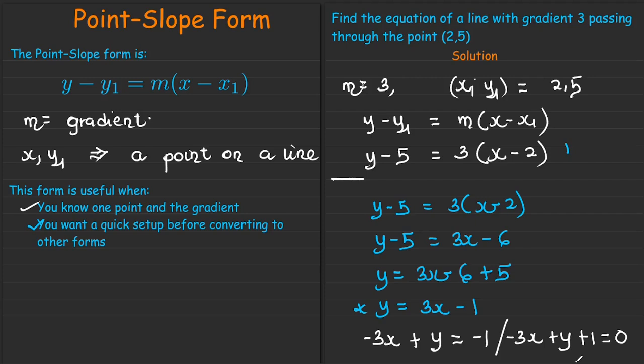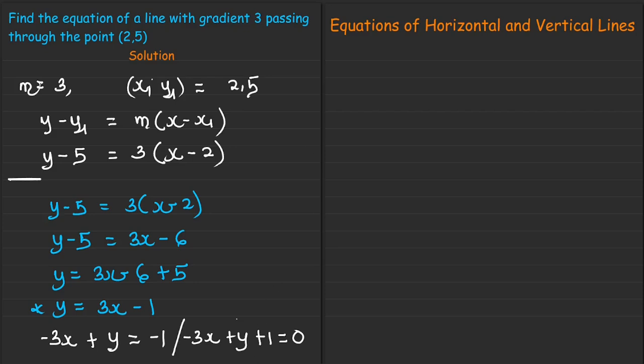Now, there are some special cases we need to be aware of. That is the equation of vertical and horizontal lines. Because of the special properties horizontal and vertical lines have, there are special ways we write their equations. When we talk of a vertical line, then it is a line of this form. If it is vertical, then we say the gradient is infinity or it is not defined.